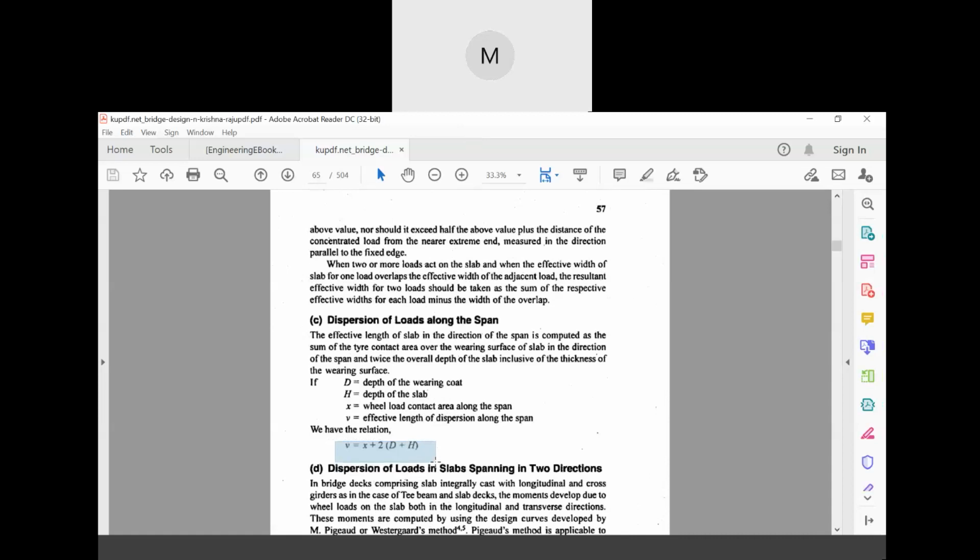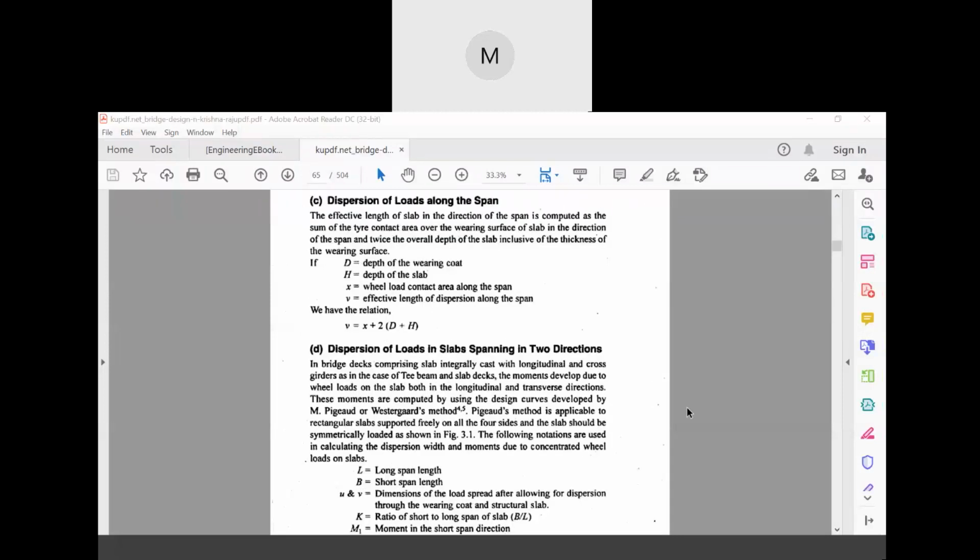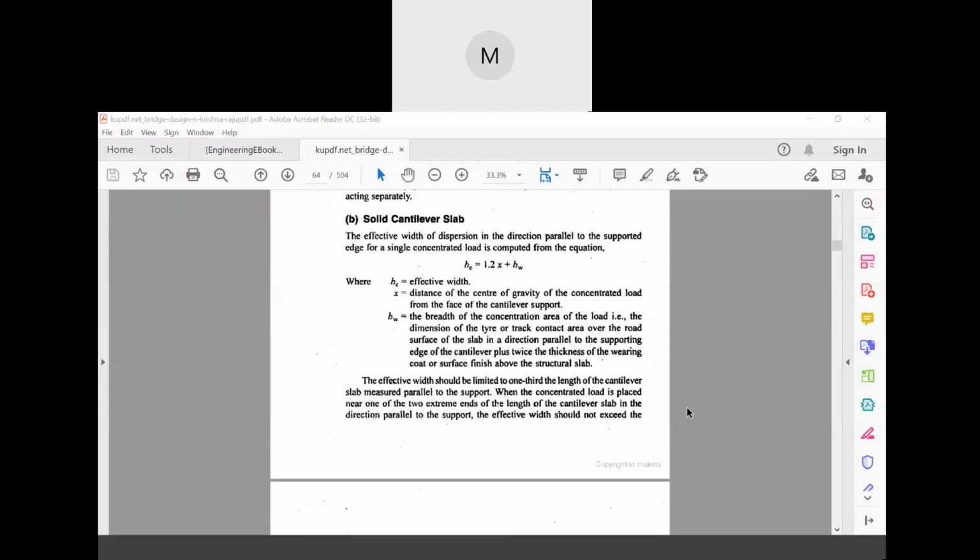Now look, this was in the direction of moving of the vehicle. And now this one is along the span. So if it is along the span, then we have this relation: V equal to x plus 2d by h. Fine. So these are the relations. The most important is BE equal to 1.2x plus BW. This is the most important.